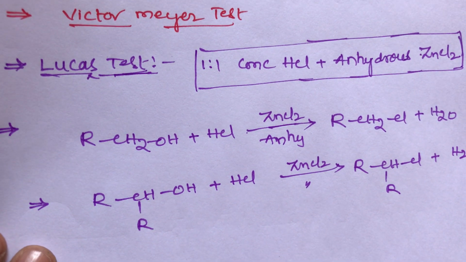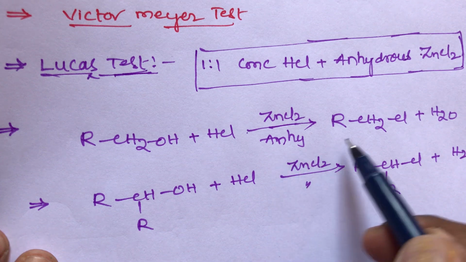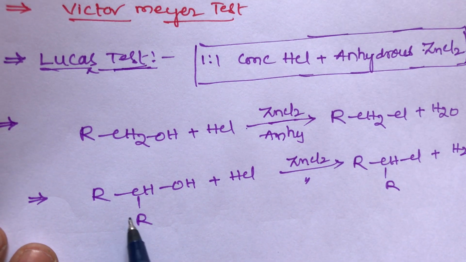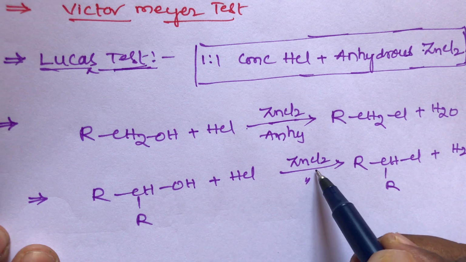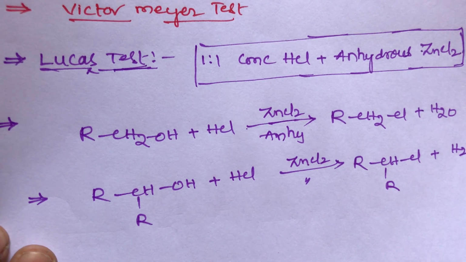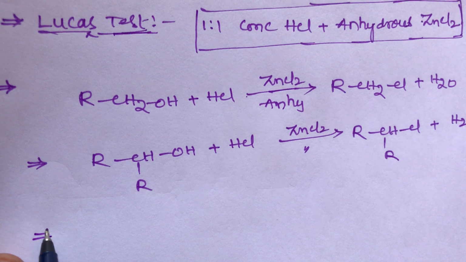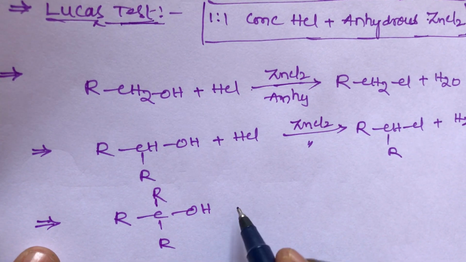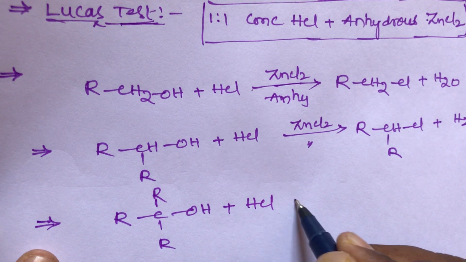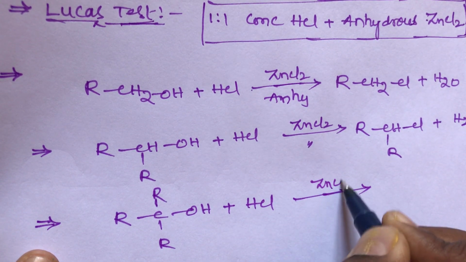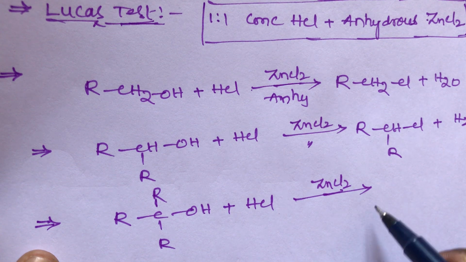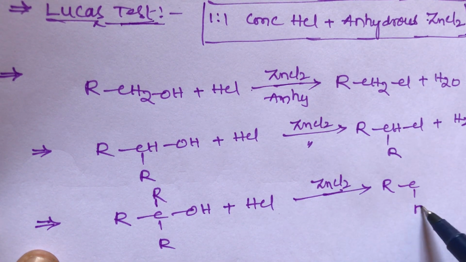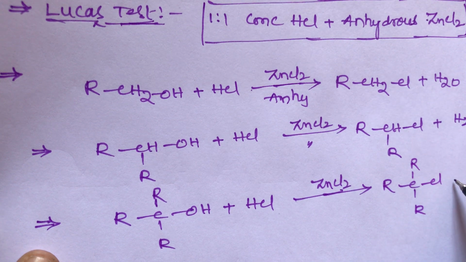R2CHCl plus water. Primary alcohols react with hydrochloric acid in the presence of anhydrous ZnCl2 to give primary alkyl halide. Secondary alcohols react with hydrochloric acid in the presence of anhydrous ZnCl2 to give secondary alkyl halide. Now take the third one, tertiary alcohols. When tertiary alcohols react with hydrochloric acid in the presence of anhydrous ZnCl2 to give tertiary alkyl halides plus water.